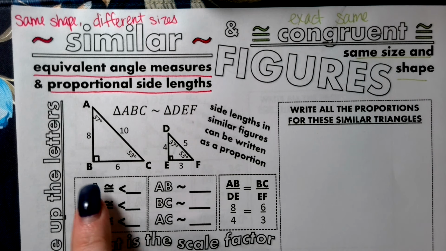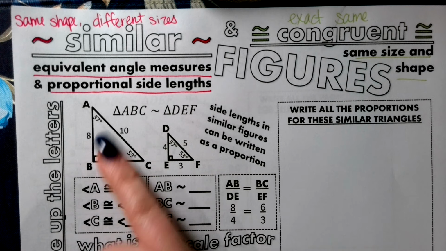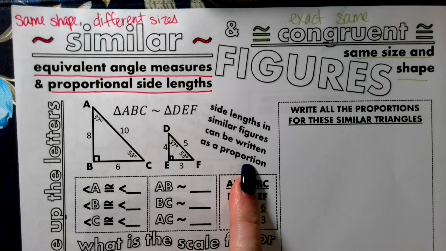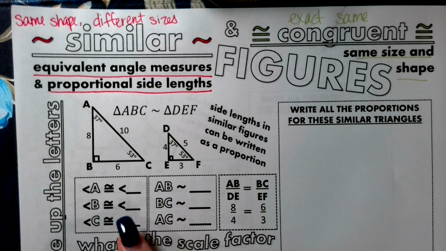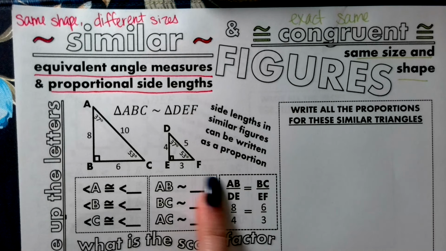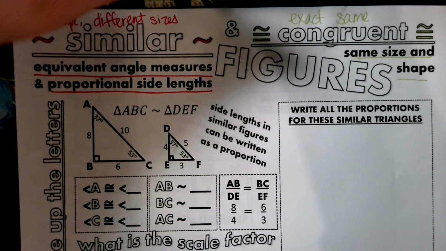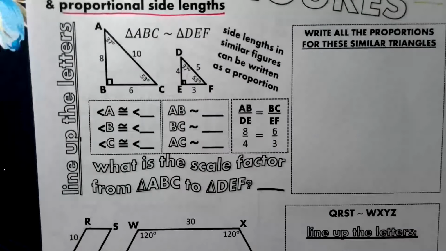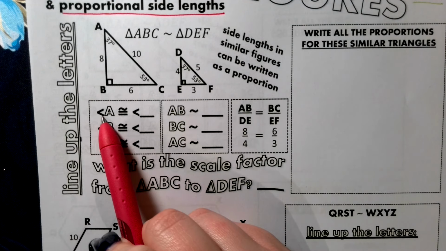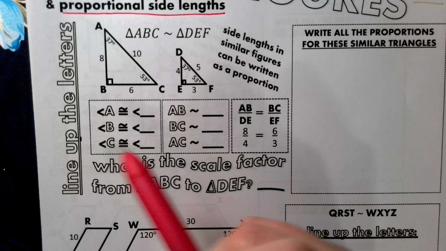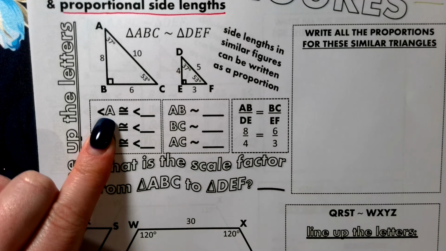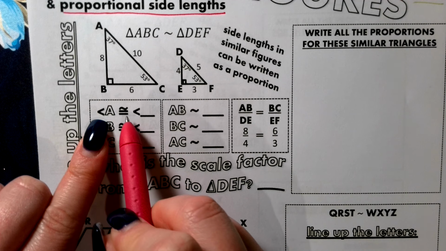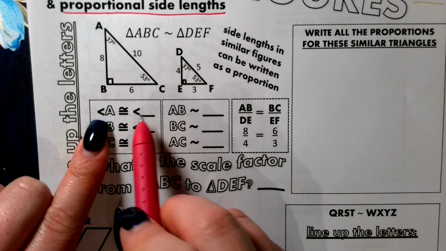So let's take a look at our shapes. It first tells us that side lengths in similar figures can be written as a proportion. We'll get into writing that proportion over here, but for right now, I just want to make sure that we're good with how these things are similar. So this sign right here, yes, it looks like a less than, but it's really asking us for angle A. What does that sign mean again? It says up top over there. That means congruent, is the exact same.